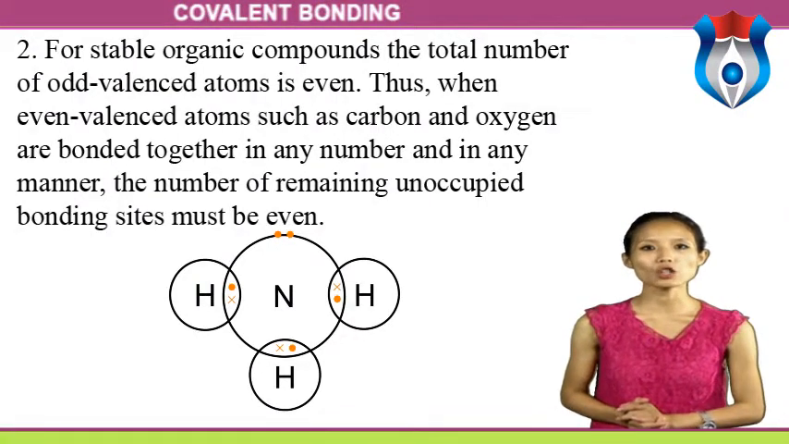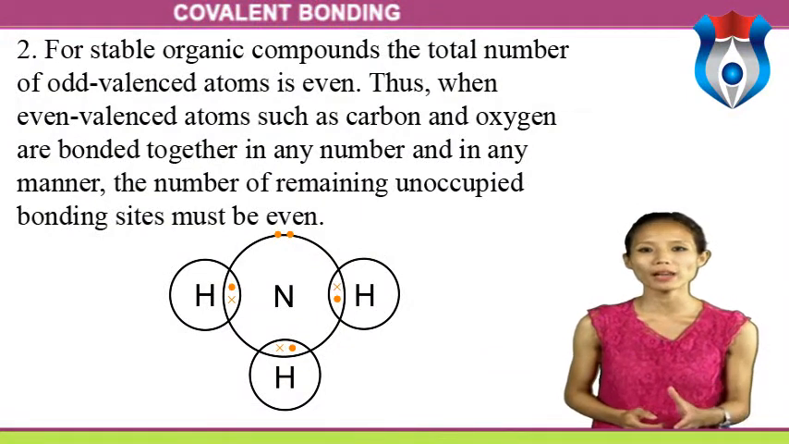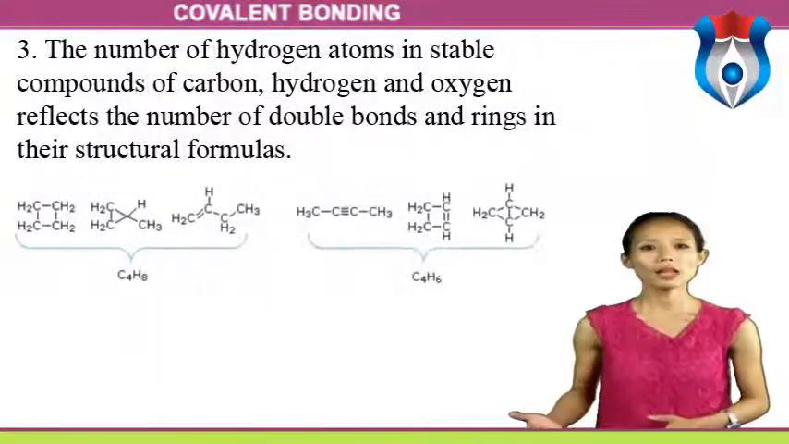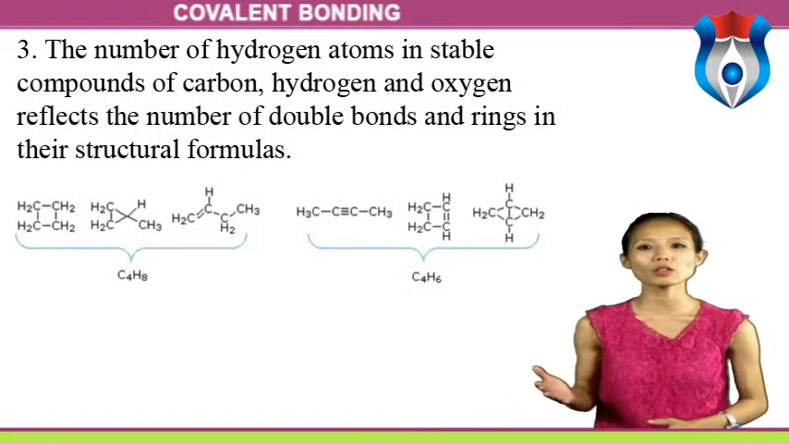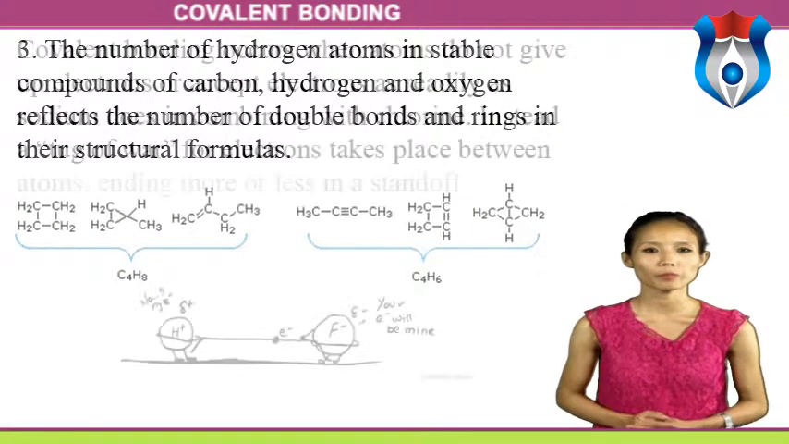3, and if it occupies a bonding site on carbon, it adds 2 additional bonding sites, thus maintaining the even or odd parity. The number of hydrogen atoms in stable compounds of carbon, hydrogen, and oxygen reflects the number of double bonds and rings in their structural formulas.